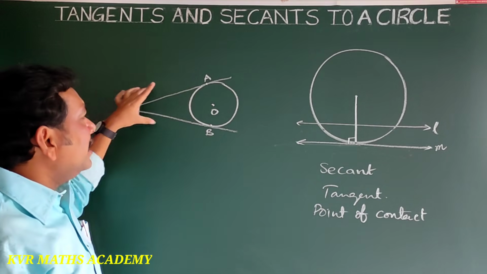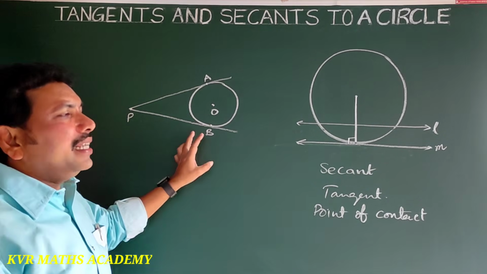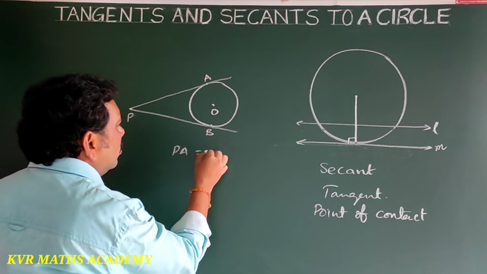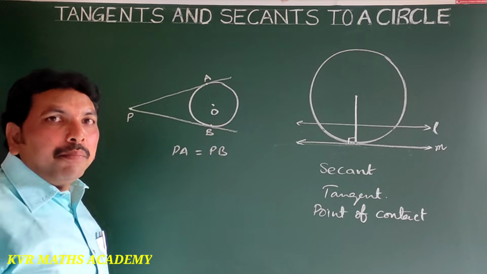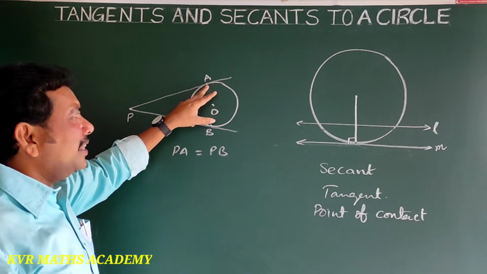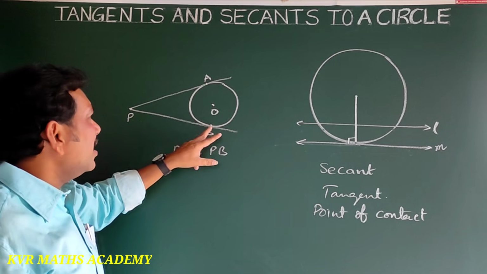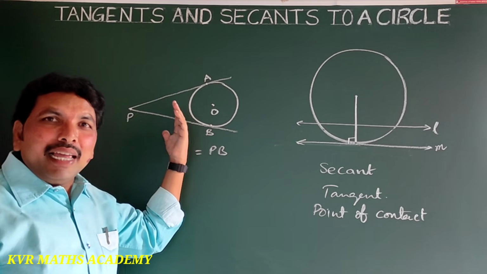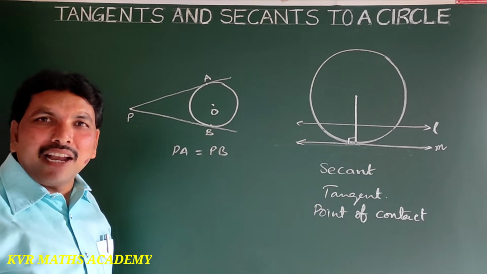Next, these tangents are also equal. Here PA is equal to PB. Here A is a point of contact and B is a point of contact. So PA is equal to PB. The tangents will be equal.